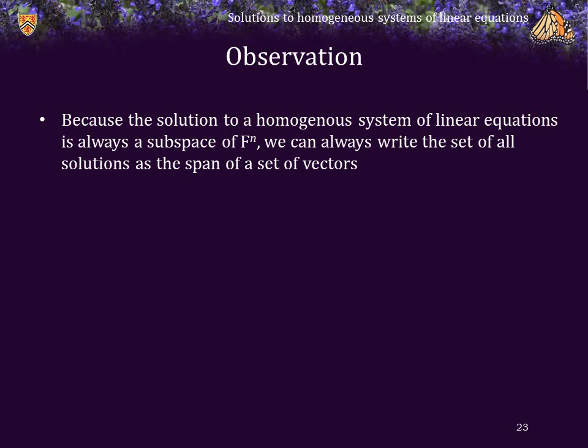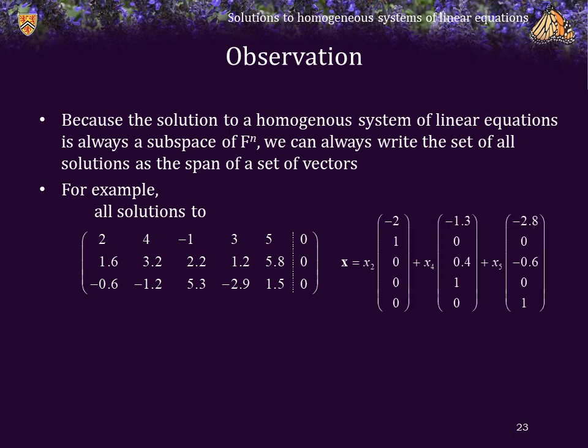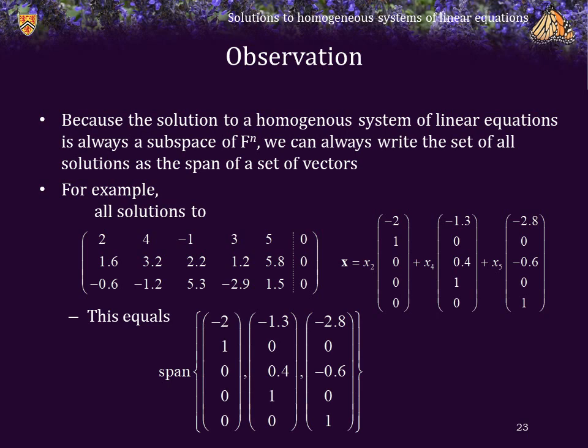Now, because the solution to a homogeneous system of linear equations is always a subspace of F to the n, we can always write the collection of all solutions as the span of a set of vectors. So, for example, all solutions to this system of 3 linear equations in 5 unknowns, which is homogeneous, has the following general solution. This general solution is the span of the 3 given vectors.